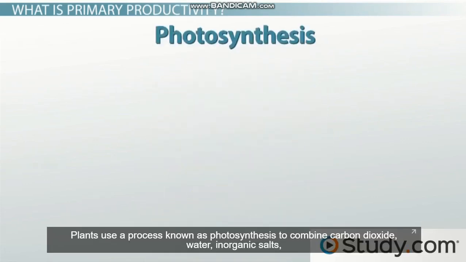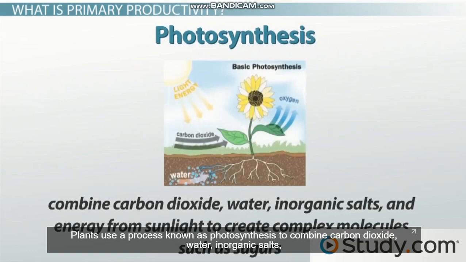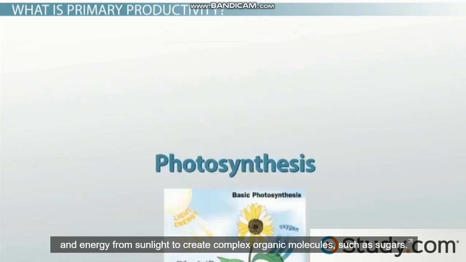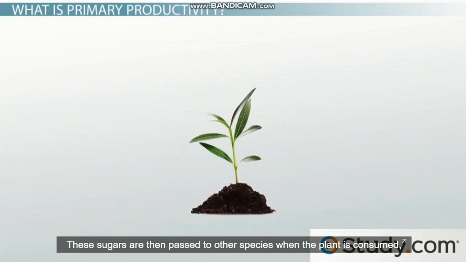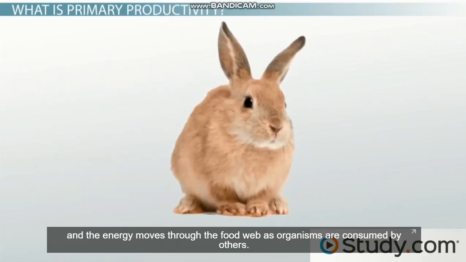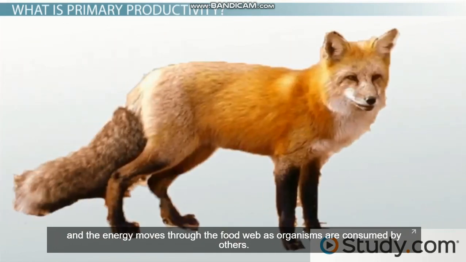Plants use a process known as photosynthesis to combine carbon dioxide, water, inorganic salt, and energy from sunlight to create complex organic molecules such as sugars. These sugars are then passed to other species when the plant is consumed, and the energy moves through the food web as organisms are consumed by others.